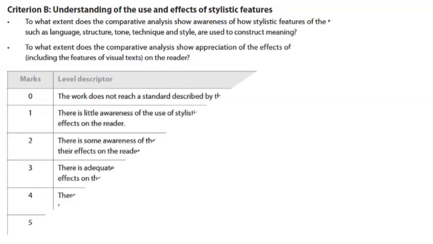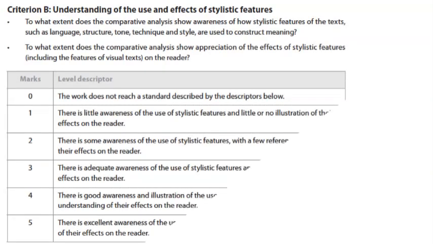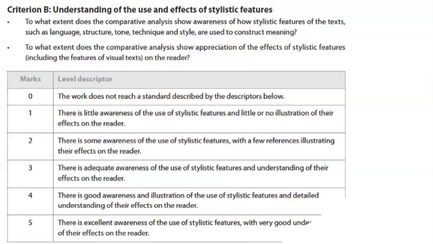So when you're looking at vocab, when you're looking at stylistic features, which is criterion B, you should be looking at things which demonstrate an understanding of criterion A, whilst also writing it in such a way that criteria C and D are also incorporated. So if you look at criterion B, it's all about stylistic features, language, structure, tone, technique, all of these ideas about how they construct meaning.